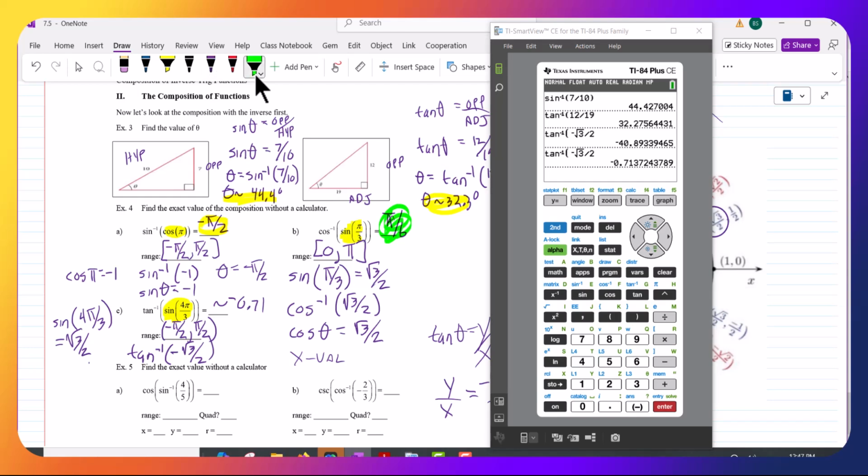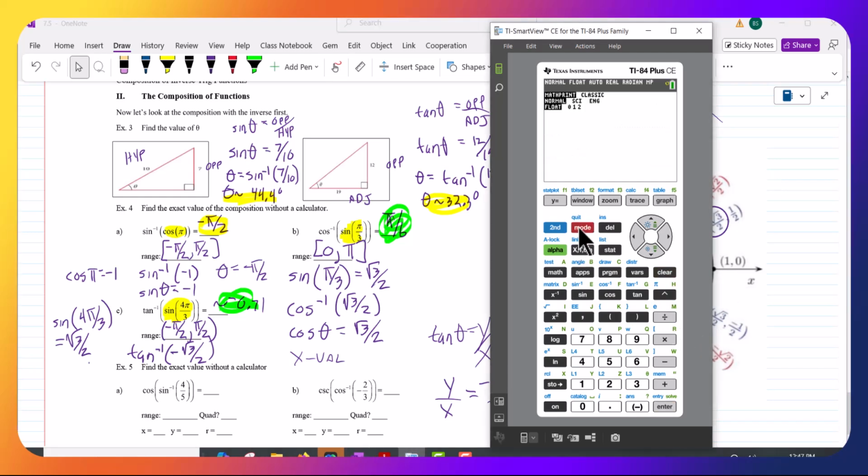Okay, all right. So all of these problems could be checked on a calculator too. So what I want to show you on this, I want to put my calculator back in degree mode, because I think it's easier to check this way. Or actually, let's leave this in radian mode. I changed my mind. So let's go back. Let's just do problem A.